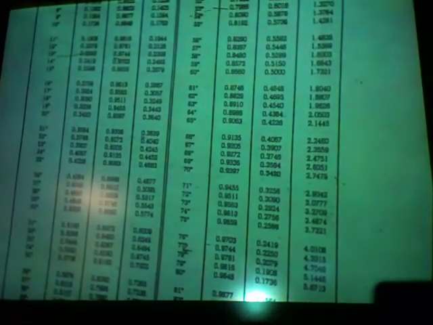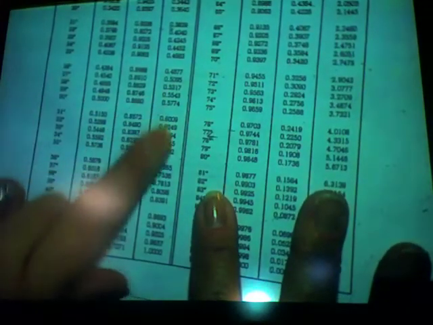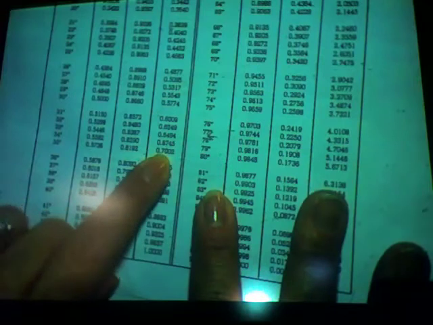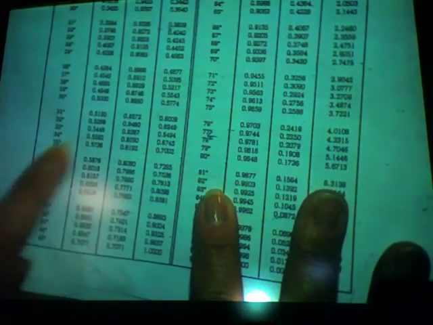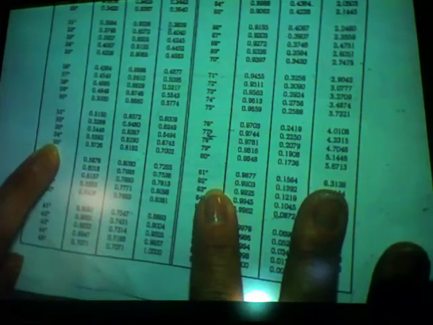So I would go underneath tangent, and I would look for .6897. So my .6's are at the bottom under the tangent column. .64, .67, they're getting bigger as we go down. So it's somewhere in between here. It's somewhere between 34 and 35.